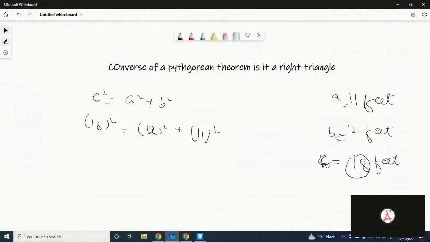12 square is 144. 11 square is 121. And let me calculate 18 square. It would be 324. Just add them. 4 and 1, 5. 6 and 2. They are not equal. That means no, it isn't a right angle triangle. The answer is a big no.